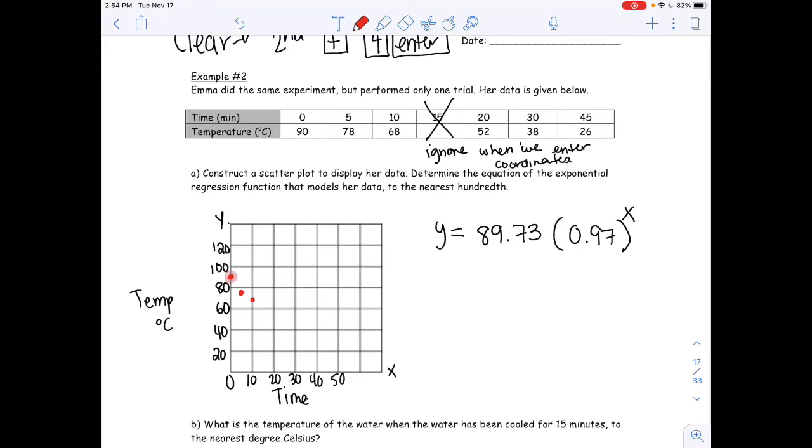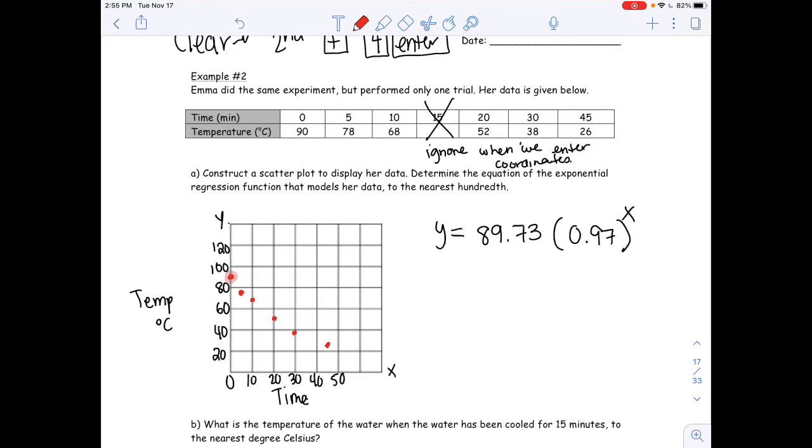At 20, we should be at 52. 30, we should be at 38. And 45, we should be at 26.